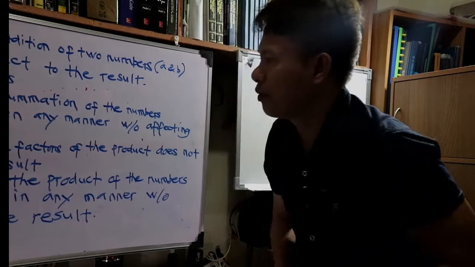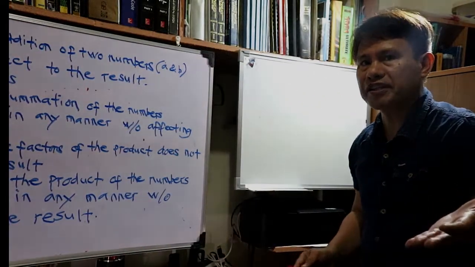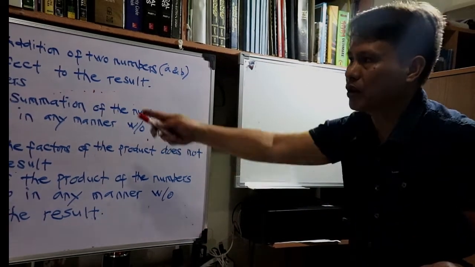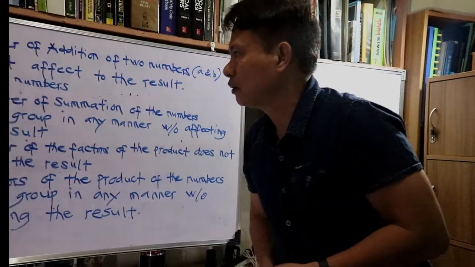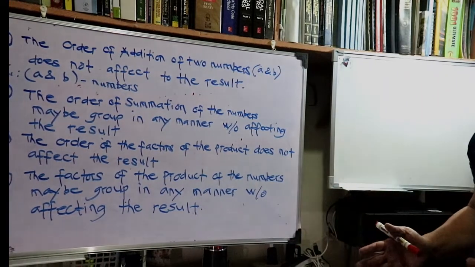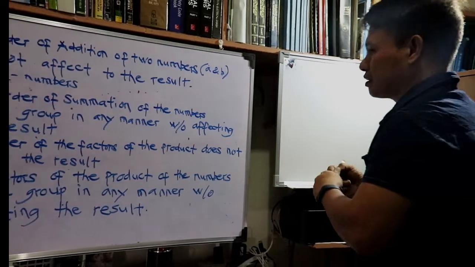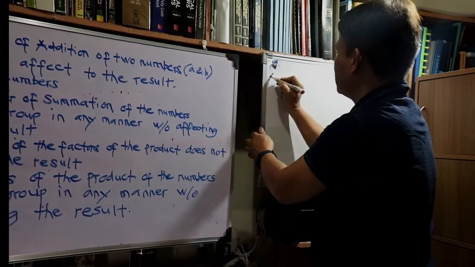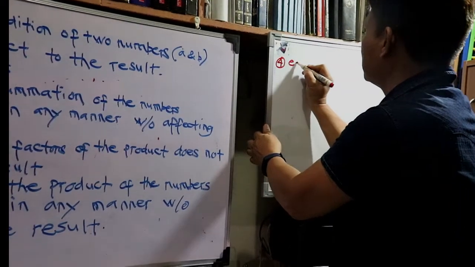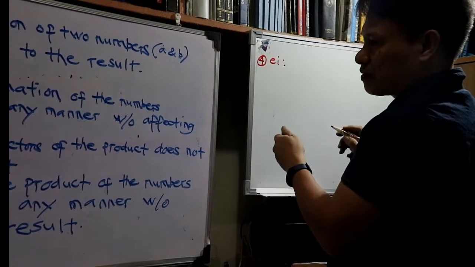Now, how could we apply number 4? Associating the product of the numbers. The same as we associate in the property of addition, we are going to associate the factors of the product. Okay? So for example, examples of number 4.